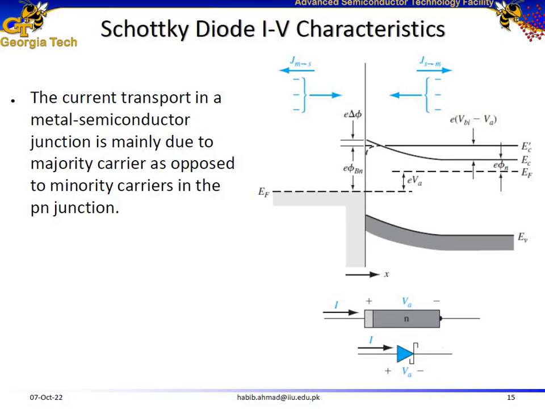The Schottky diode IV characteristics. Now, current in the Schottky diode is going to have two components.